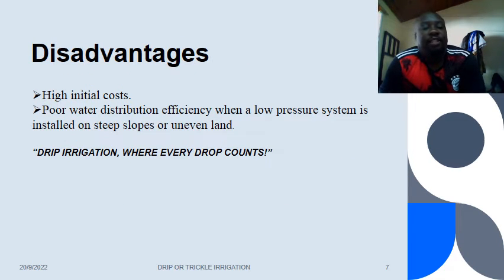And then the disadvantages. We have high initial costs, especially the cost of installation. Then we have poor water distribution efficiency when a low pressure system is installed on steep slopes or uneven land. A quote on that: drip irrigation, where every drop counts.